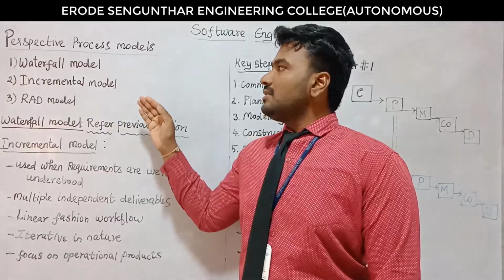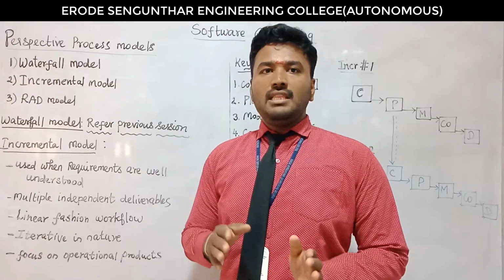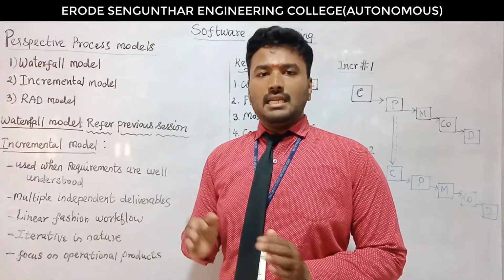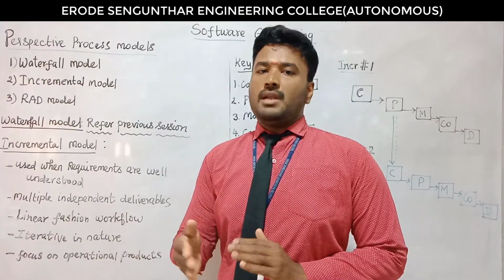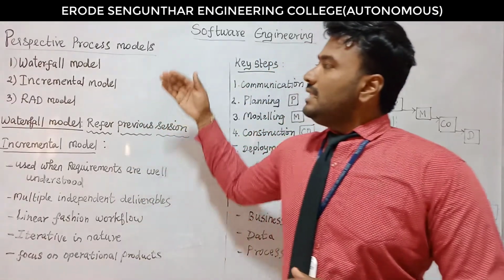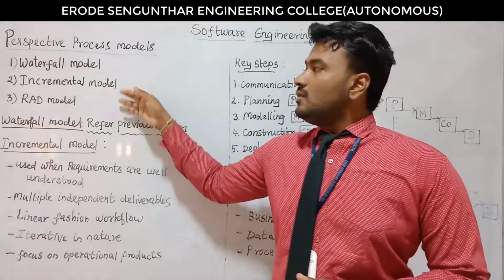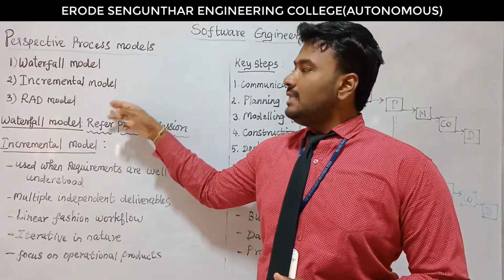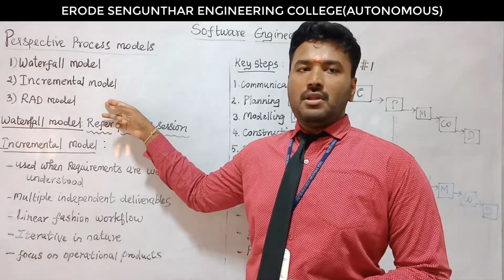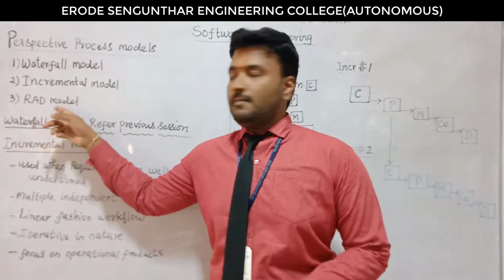So what's the need for going to a prescriptive process model? The prescriptive process model involves linear sequential analysis. Everything will be analyzed in a sequential manner, that is, in a linear manner. That plays an important role in the software development life cycle. In this prescriptive process model, we have three different types of models. The first one is the waterfall model, the second one is the incremental model, and the third one is the rapid application development model, which we will shorten to the RAD model.